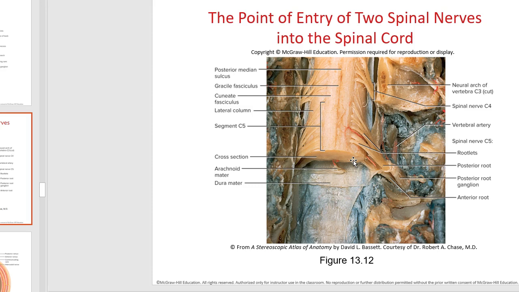We still have the posterior, the gracile fasciculus. Anytime we see fasciculus, it's also white matter. So cuneate fasciculus, white matter, columns, white matter. And then we have the dura and the arachnoid matter, which we know are the meninges, because we have pia matter, arachnoid matter, and dura matter, with pia being the closest to the organ, whether it's the brain or the spinal cord. Then we have the arachnoid matter that looks cobwebbish. So that's where it gets the name arachnoid. And then the layer that's furthest away is the dura matter.